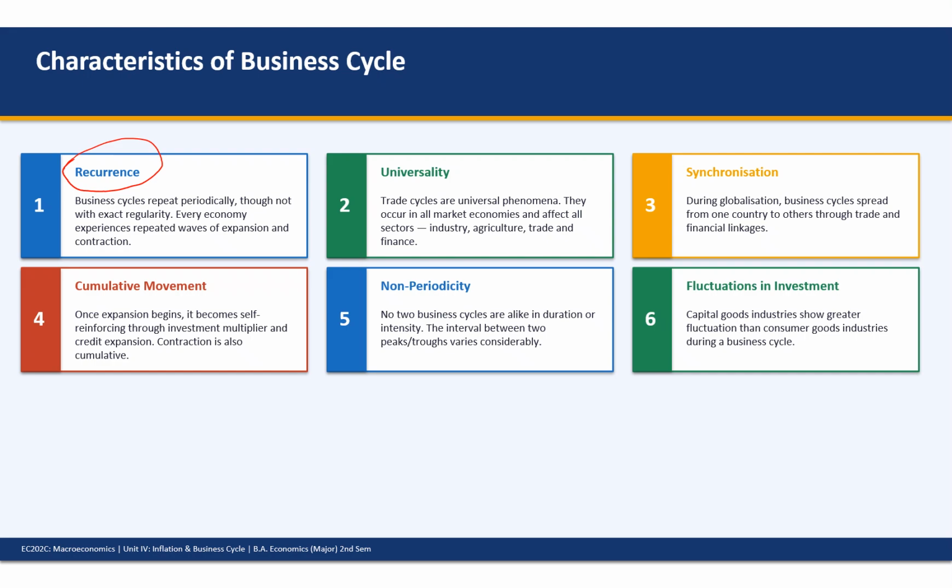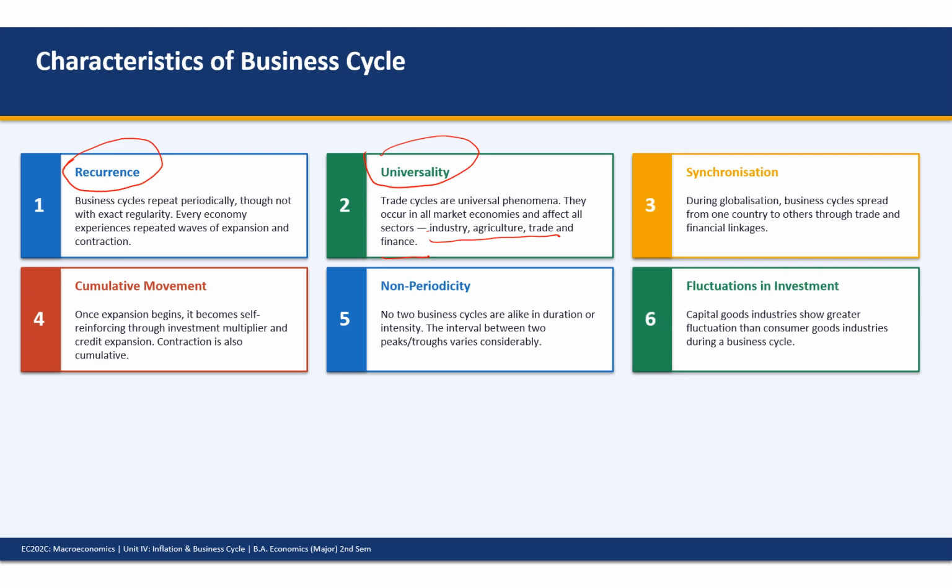The second is universality. Business cycles are found in all market economies and affect all major sectors such as industry, agriculture, trade, and finance. This means the cycle is not limited to one company or one region. For example, if the economy slows down, factories may cut output, farmers may get lower demand, traders may see sales fall, and banks may also become cautious.